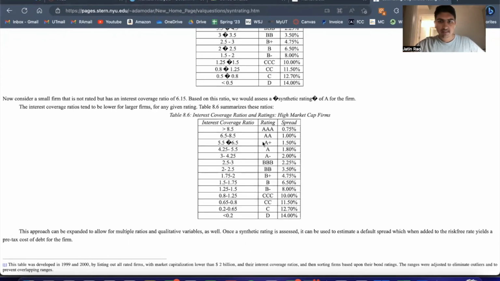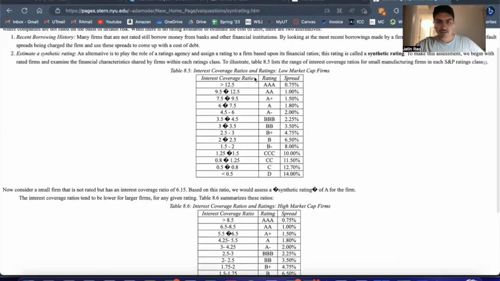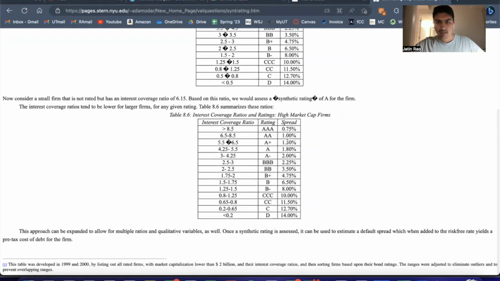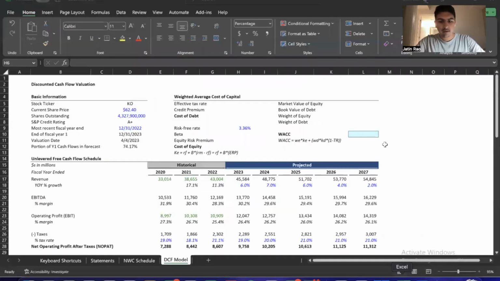Because Coca-Cola's credit rating is A+, it's a high market cap firm. There's a distinction here between low and high market cap firms, but I'm pretty sure the ratings and the spreads are going to be the exact same. Because Coca-Cola is an A+ rated company, its spread is going to be 1.5%. So that's what we're going to put right here, 1.5%.